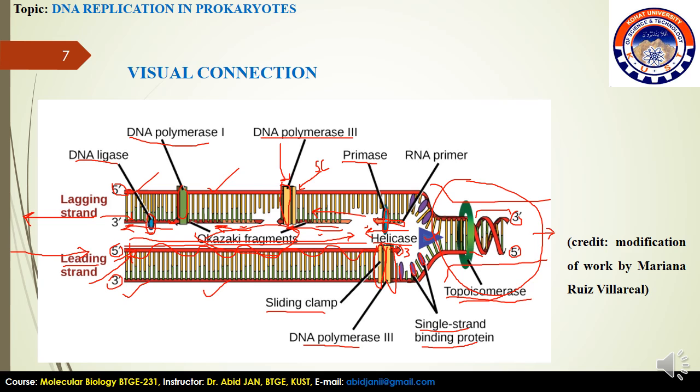As synthesis proceeds, the RNA primers are replaced by DNA. The primers are removed by the exonuclease activity of DNA polymerase I, which uses DNA behind the RNA as its own primer and fills the gaps left by removal of RNA nucleotides by the addition of DNA nucleotides.